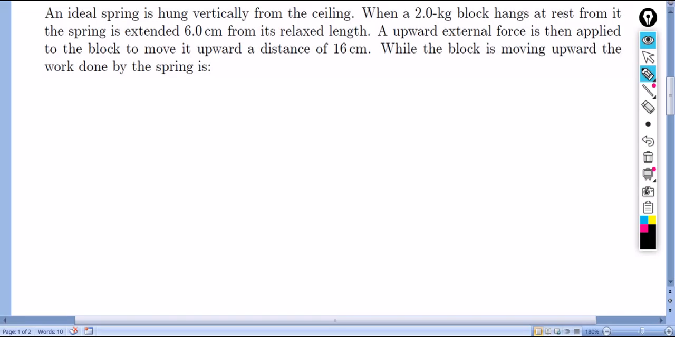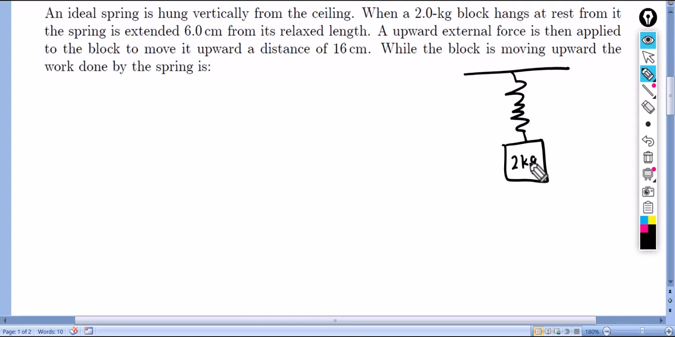So here are a couple of sample problems. In these cases, we actually have springs that are hanging from the ceiling. Now, an ideal spring is hung vertically from the ceiling. So here's the ceiling, here's my spring. When a 2 kilogram block hangs from it, now this is a 2 kilogram block, that's a mass, that's not a weight.